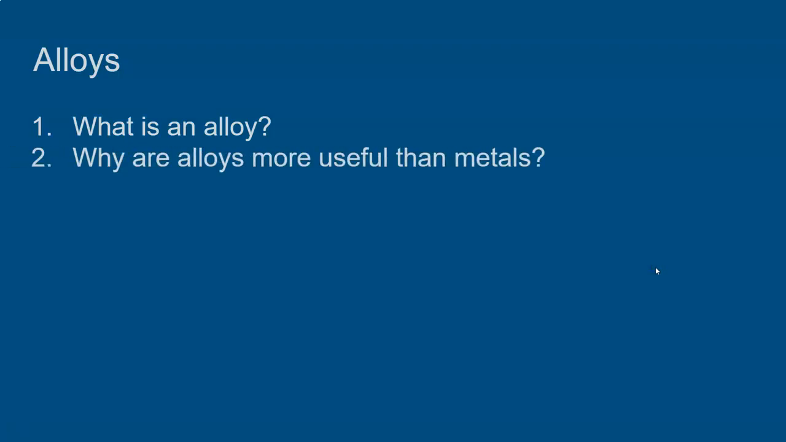Now we also need to know about alloys. You've done a little bit about this in the dim and distant past. But we need to remember, what is an alloy? Well, an alloy is a mixture of metals. Why are alloys more useful than the metals themselves? And you'll cover this again in year 11 a little bit. But it's because typically they are stronger, they are harder, or in some instances they do not corrode.